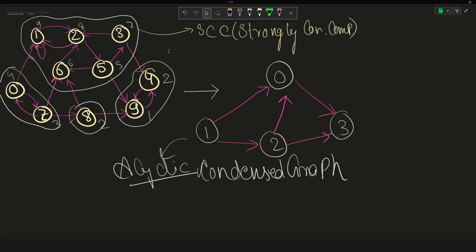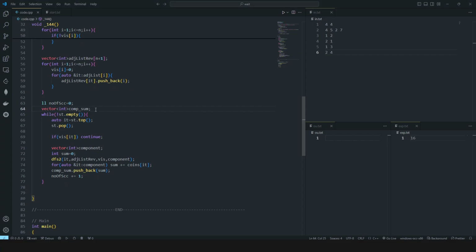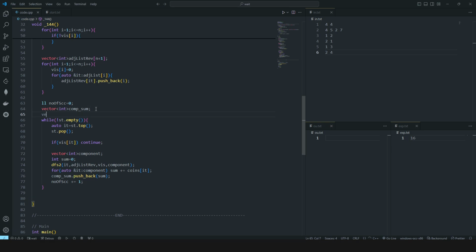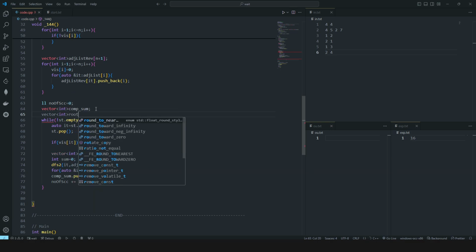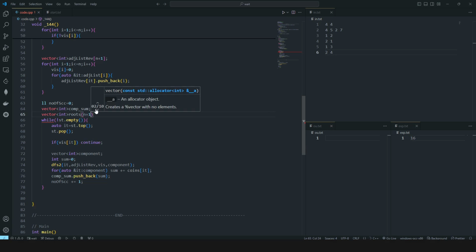And I also told you that we have to derive the condensed graph from this given graph, right? That is, from this group of SCCs we have to derive the condensed graph. So how will we derive this condensed graph? For that, I will be initializing a vector, say roots. I will explain very soon how this will help us, and it will be one based indexing.